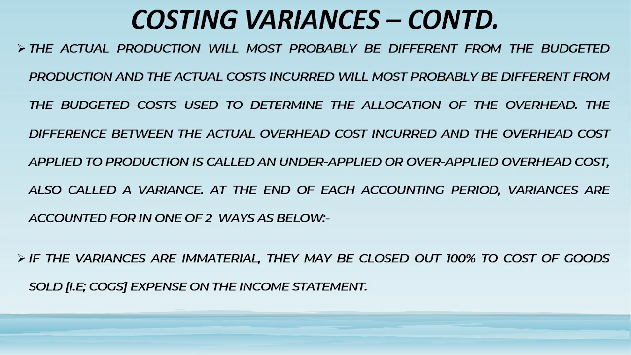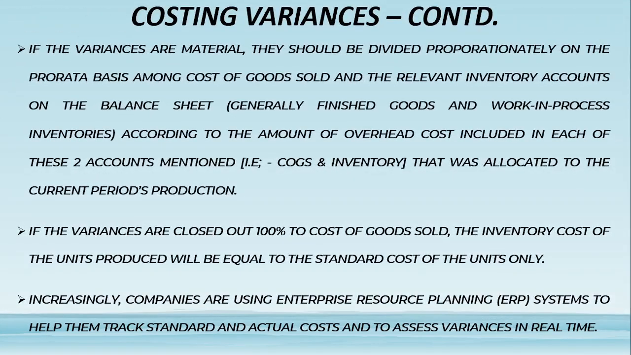At the end of each accounting period, variances are accounted for in one of the two ways as below. If the variances are immaterial, they may be closed out 100% to cost of goods sold, that is COGS, expense on the income statement. If the variances are material, they should be divided proportionately on a pro rata basis among cost of goods sold, that is COGS, and the relevant inventory accounts on the balance sheet.